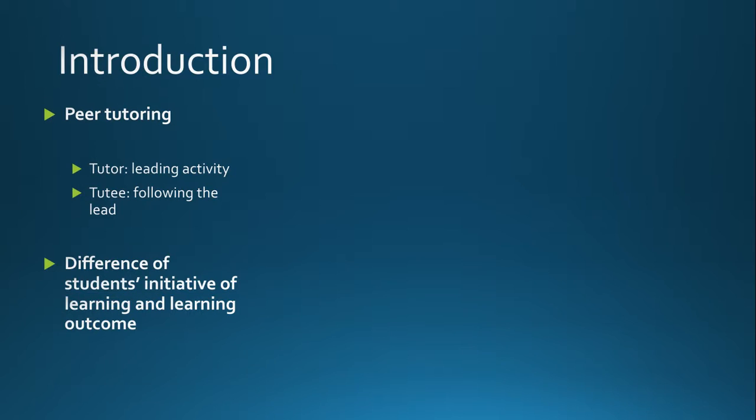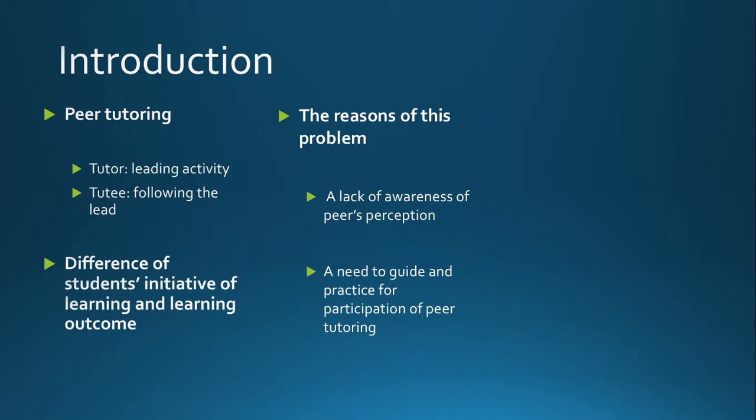So this study assumes the problems might be caused by two reasons. First, there might be a lack of awareness of peers' perception between tutor and tutee, and also there might be a need to guide and practice for participation in peer tutoring.